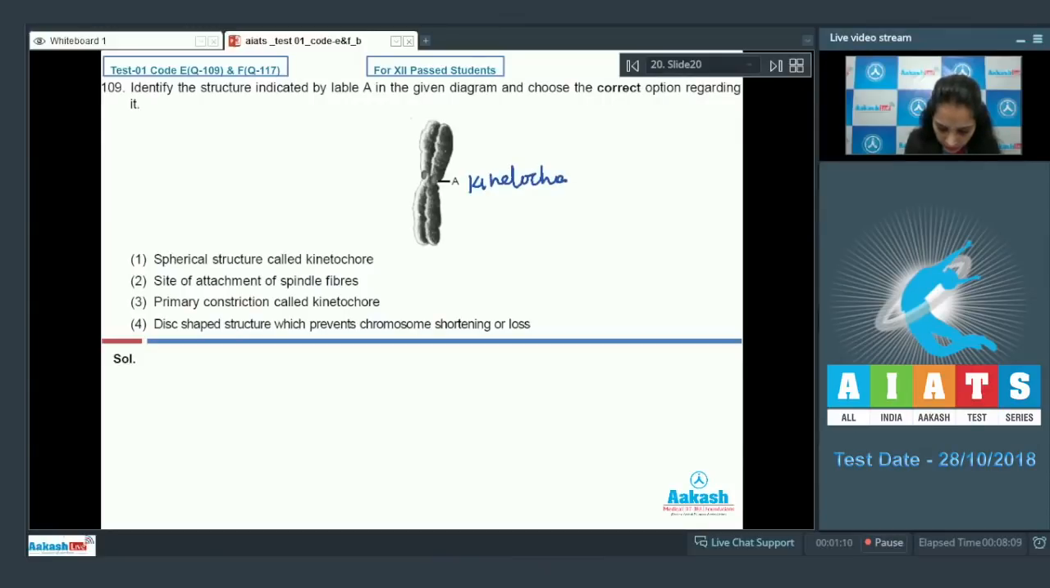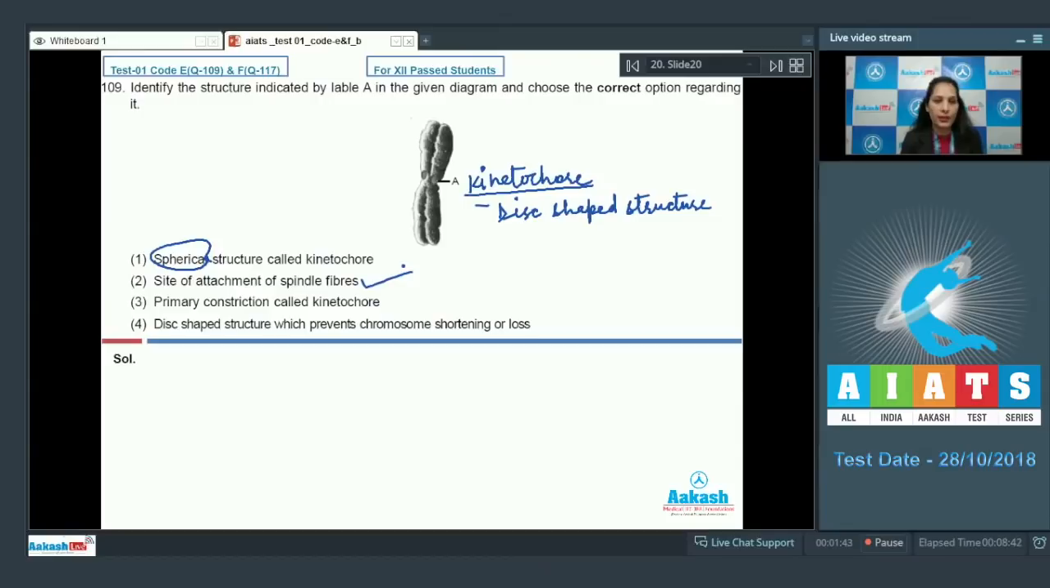kinetochore, which is a disc-shaped structure. So, spherical structure called kinetochore? No, it is not a spherical structure. It is a disc-shaped structure. It is the site of attachment of spindle fibers? Yes. Kinetochore is the site of attachment of spindle fibers during cell division. Primary constriction called kinetochore? No, kinetochore is not the primary constriction. The primary constriction is the centromere.